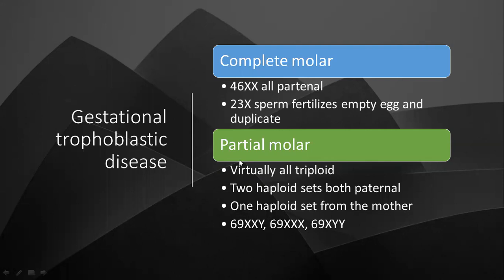Then in some cases, we get our partial molar. So in this case, we have triploid chromosomes. We can have 2 haploid sets, both from paternal. Sometimes we can have 1 haploid set from the mother. So these are the combinations that we can get. We can get 69 chromosomes, XXY, so that's 23 X, 23 X, and 23 Y. And in some cases, we can get 69XXX, and in some cases 69XYY.